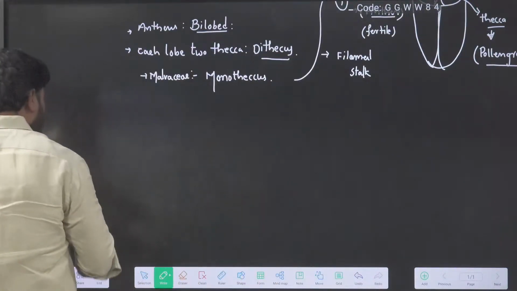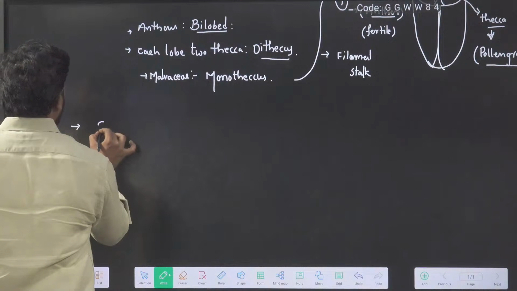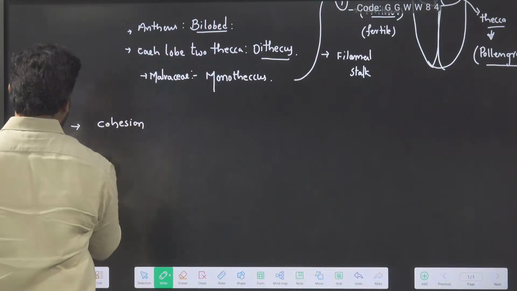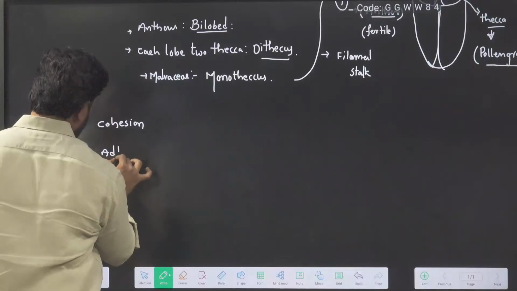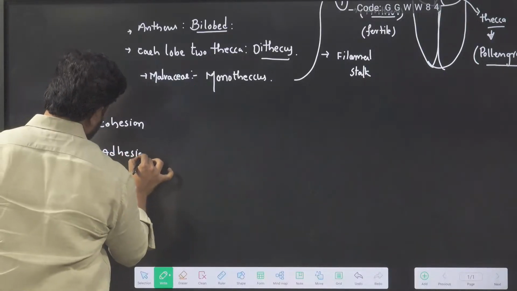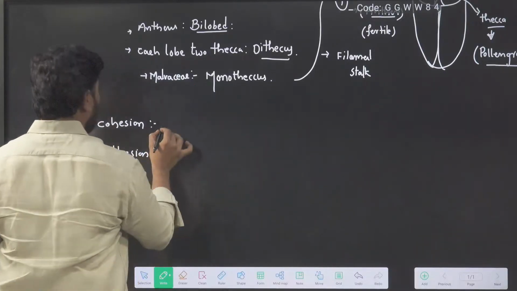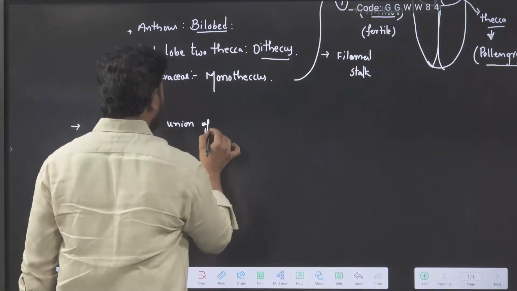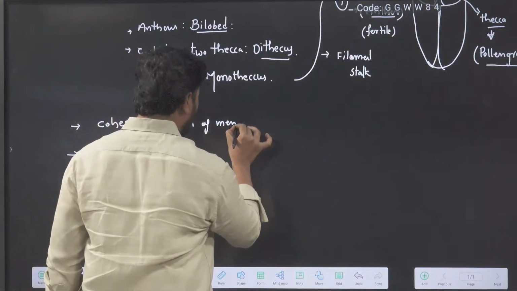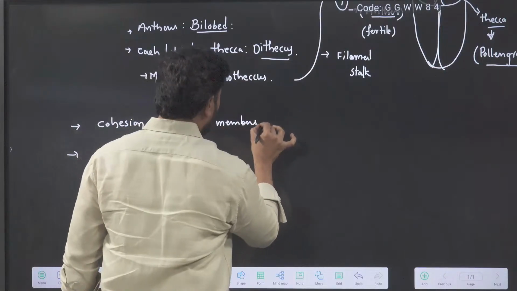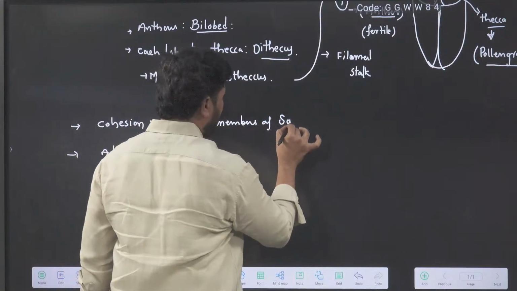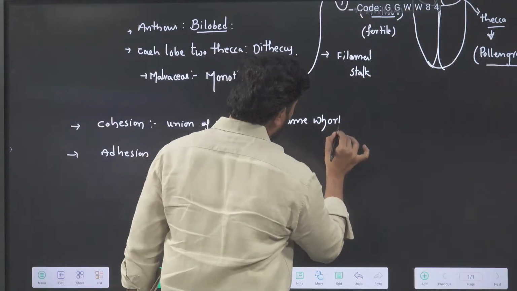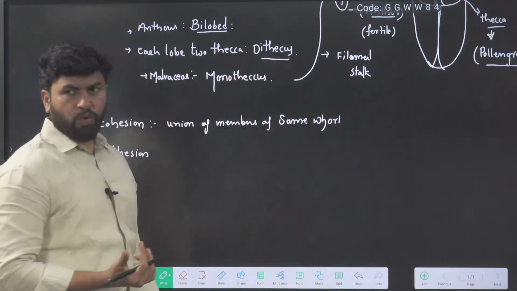Hereafter, two words we will come across. One is cohesion, another one is adhesion. Cohesion: union of members of the same whole. What do you mean by union of members of the same whole?